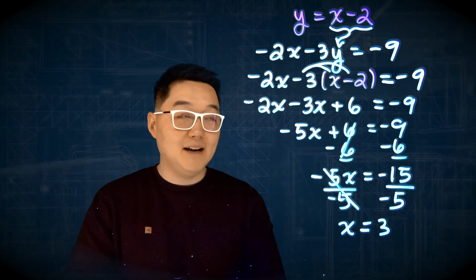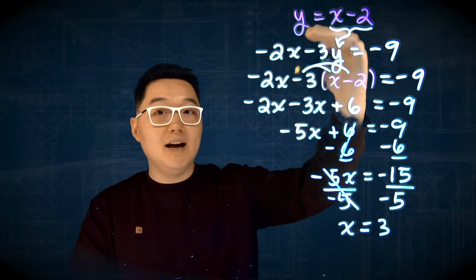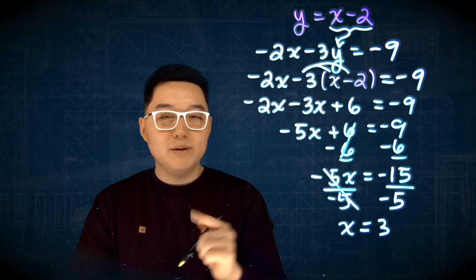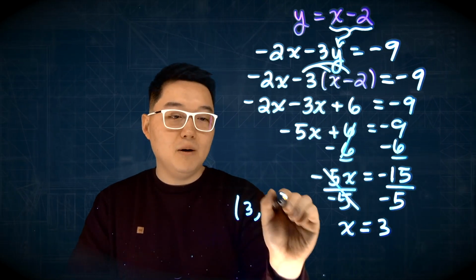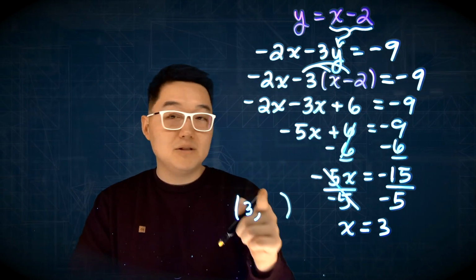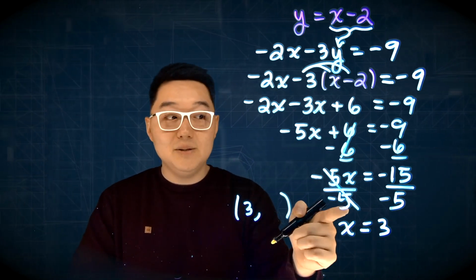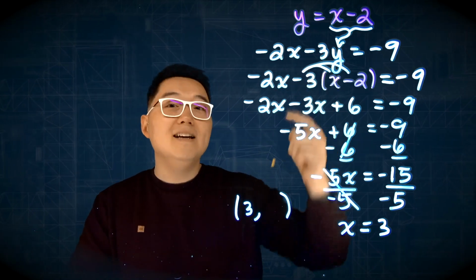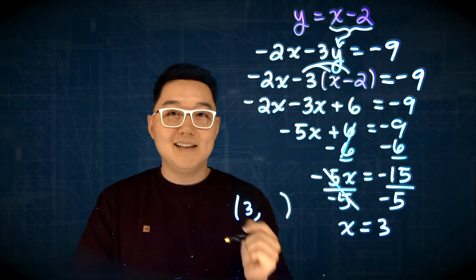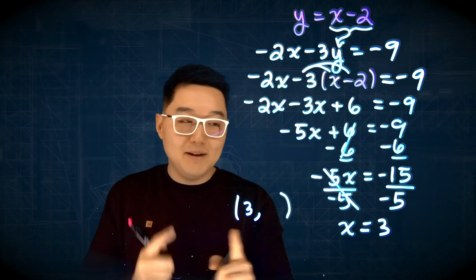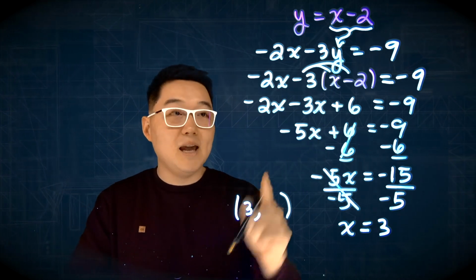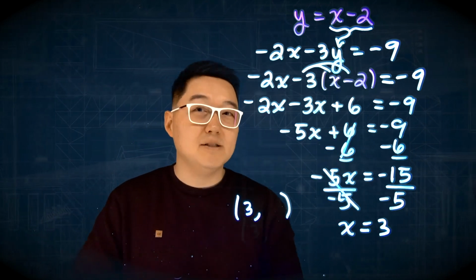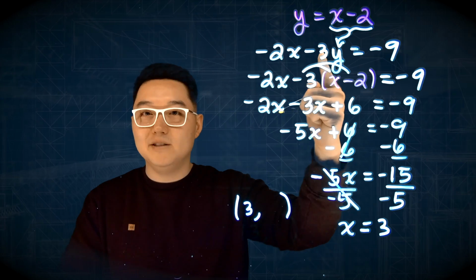Okay, so now we found out that the intersection point of these two lines, or the solution point, has x equals 3. But what about y? To find y, since we already know x equals 3, all we have to do is substitute x equals 3 into either of these two equations. Again, it doesn't matter which one you plug it into, because these two lines intersect at x equals 3. So the y value is the same for either of these if you plug in x equals 3. So let's just use the easiest one. Let's use y equals x minus 2.